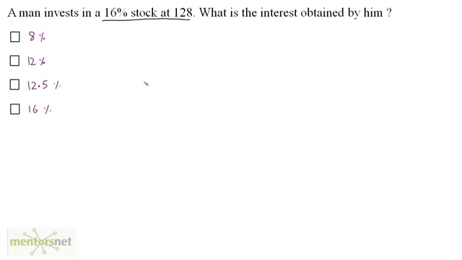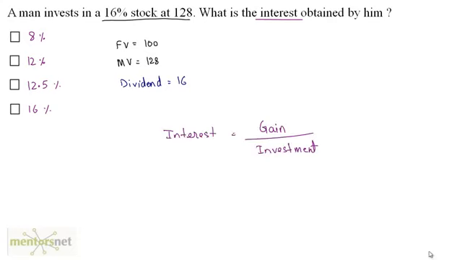16% stock at 128. It means that if the face value of the stock is 100 rupees, I get the market value as 128 rupees. And the dividend is 16% of the face value, and the face value is obviously 100, so the dividend will be 16 rupees. Now what do you mean by interest? Well, interest is basically the amount gained upon the amount invested, isn't it? And to make it a percentage, we just multiply it by 100, so this interest becomes a percentage.